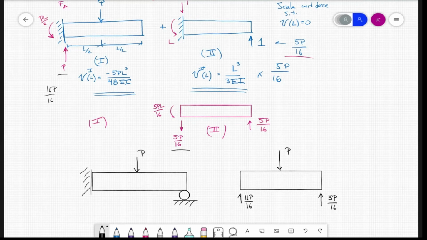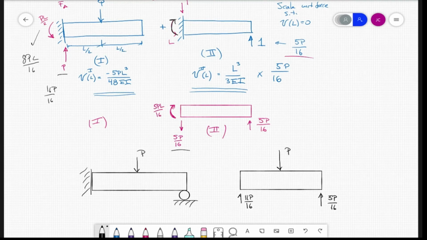Oh, this actually goes the other way. I'm sorry, this needs to go the other way. These arrows actually go this way because they're opposite sides. All right, so when we do the moments, we've got over 16. So this one here is 8PL over 16. And okay, that's the greater.